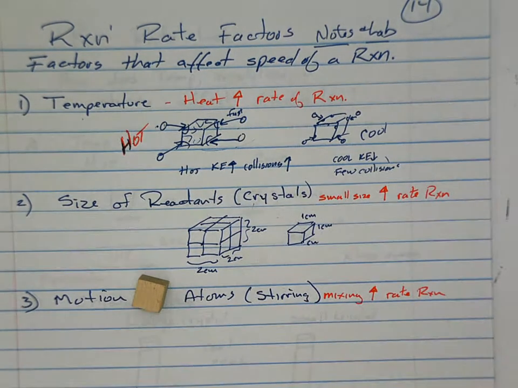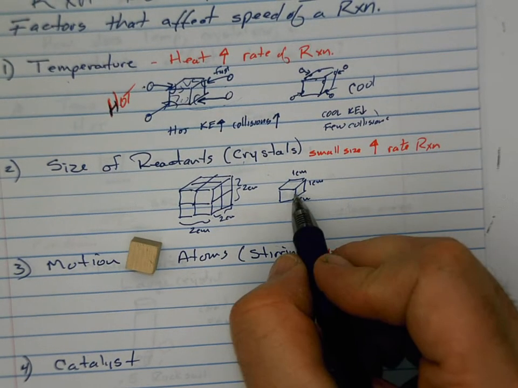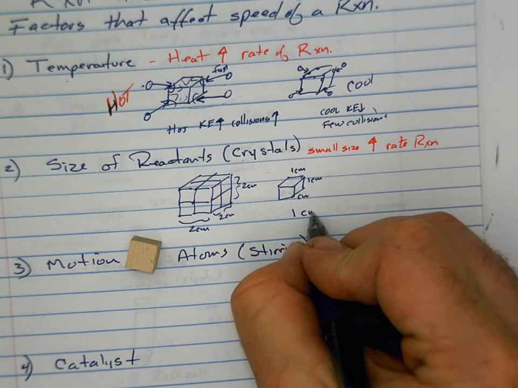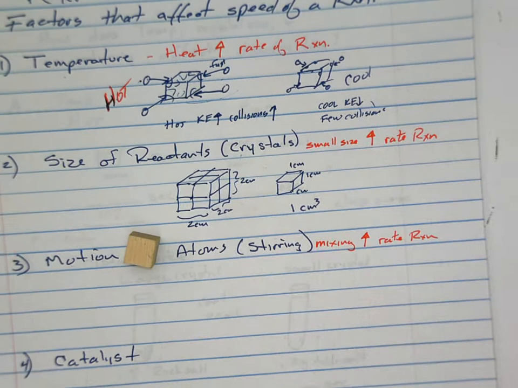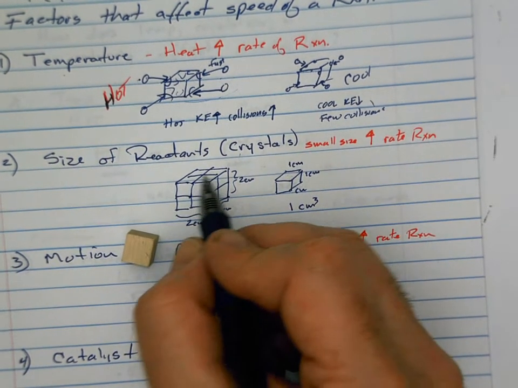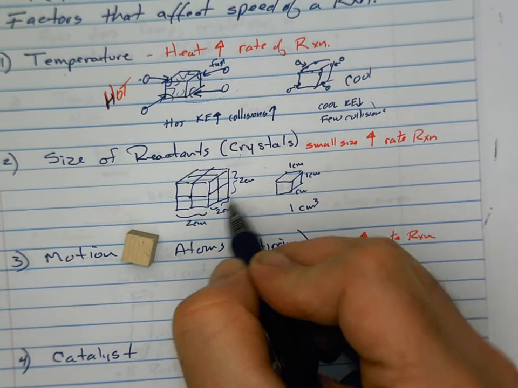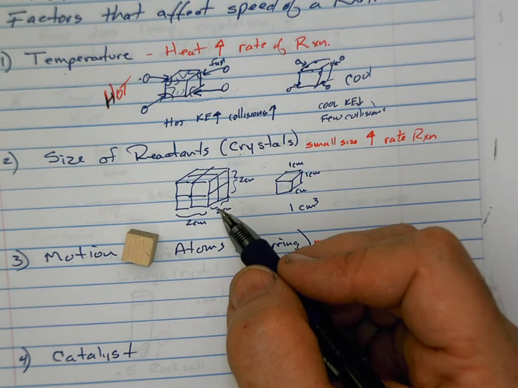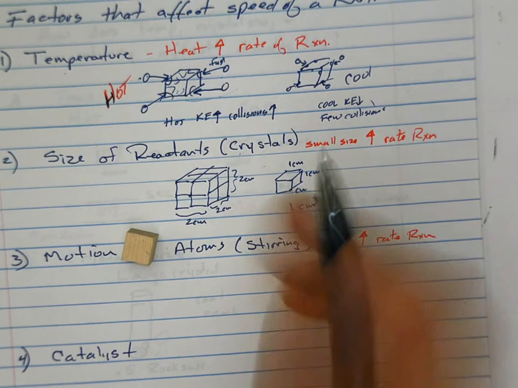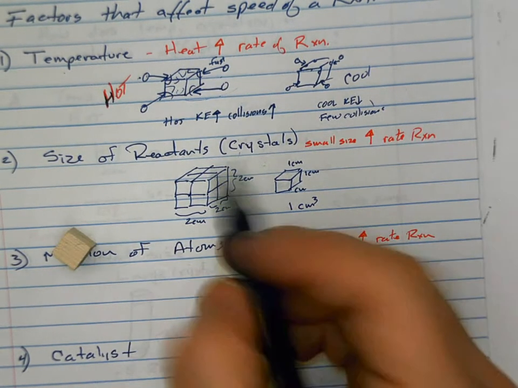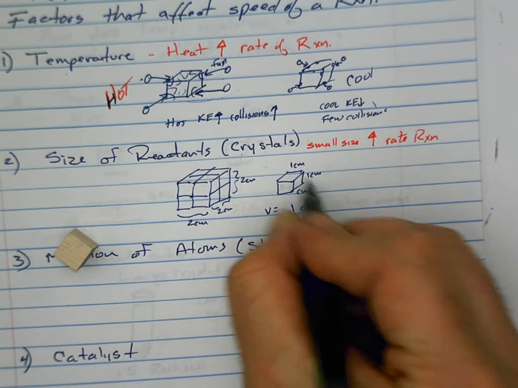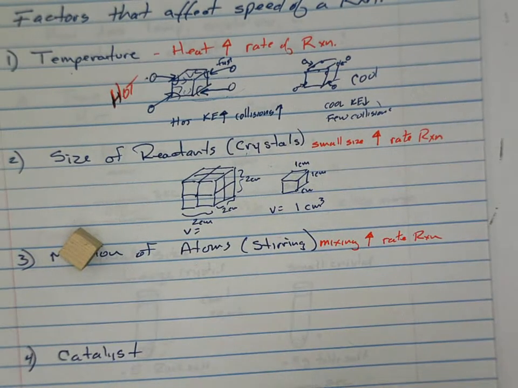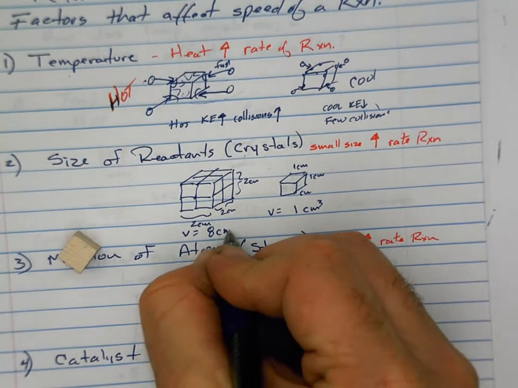So let's figure out the volume here. Let's go to this one. What is 1 times 1 times 1? Yes, 1 cubic centimeter. That's how big that one is. Now let's take a look at the volume of this one. What is 2 times 2 times 2? Let's see, 2 times 2 is 4. 4 times 2, 8! I think it's 8. So we have a volume. Volume equals 1 for this one. Volume equals 8 centimeters cubed for the large one.